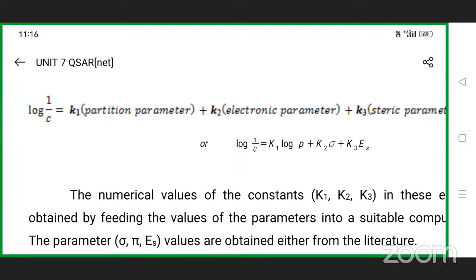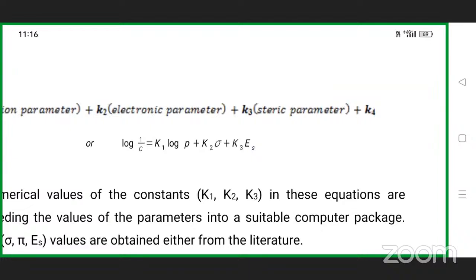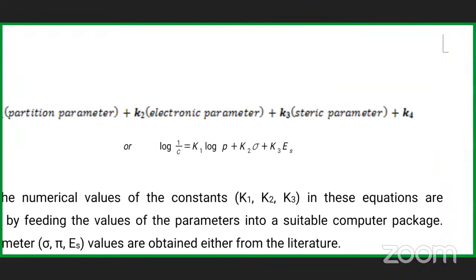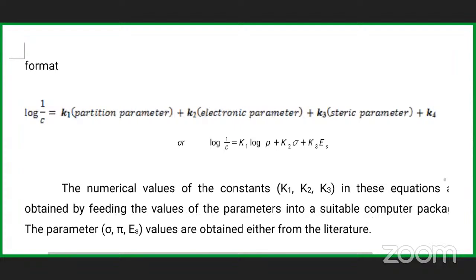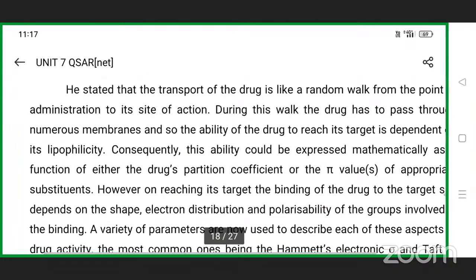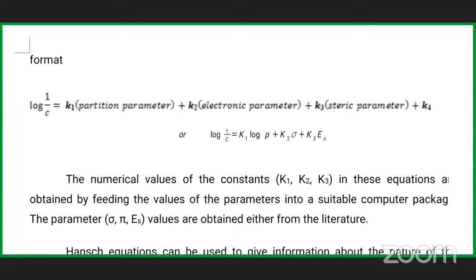So k1 into partition coefficient, plus k2 into electronic parameter, plus k3 into steric parameter, plus k4. So that is log 1/C equal to k1 log P plus k2 sigma plus k3 Es, the steric factor, plus k4. This is the Hansch multi-regression equation, which shows the relationship between log 1/C, nothing but your biological activity, and all the parameters like partition coefficient, steric factor, electronic factors, and substituent constants.